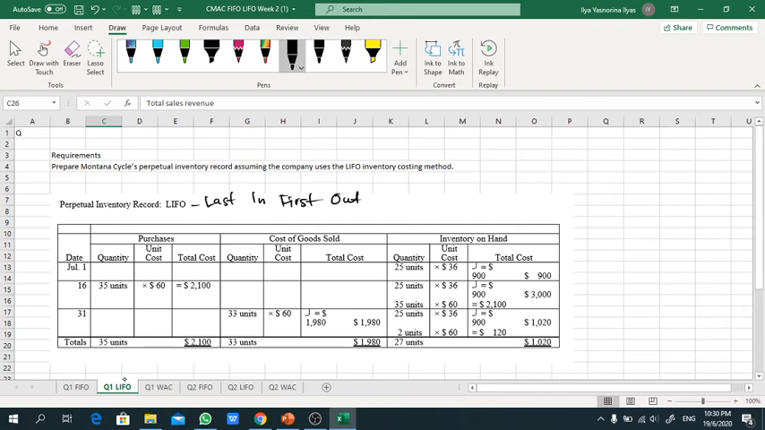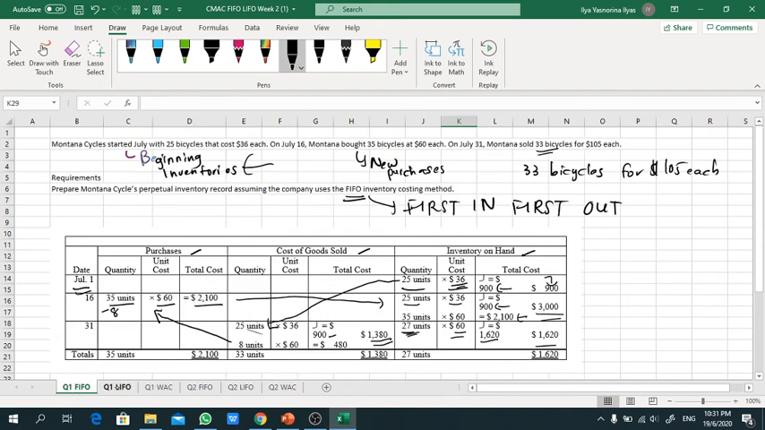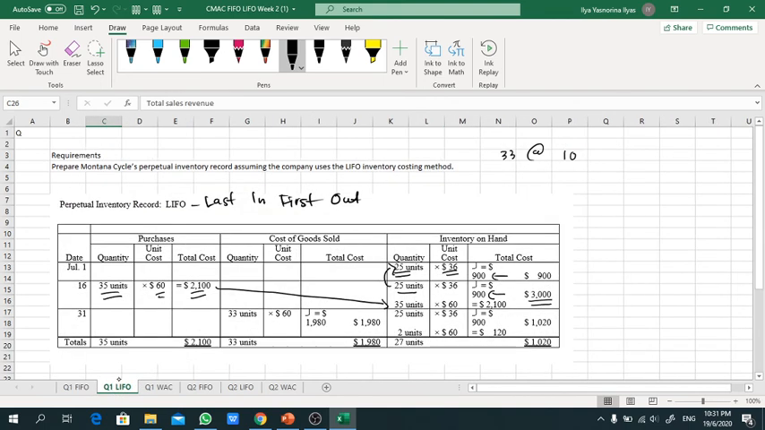On July 1st, we recorded our beginning inventory, 25 units times 36, and we recorded a new purchase, 35 times 60, which is 2,100. Then we recorded our inventory on hand: this is from here, times 36, 900, and this is from here, because we didn't manage to sell yet, 35 times 60 is 2,100. But the difference is we managed to sell 33 bicycles at 105 each.